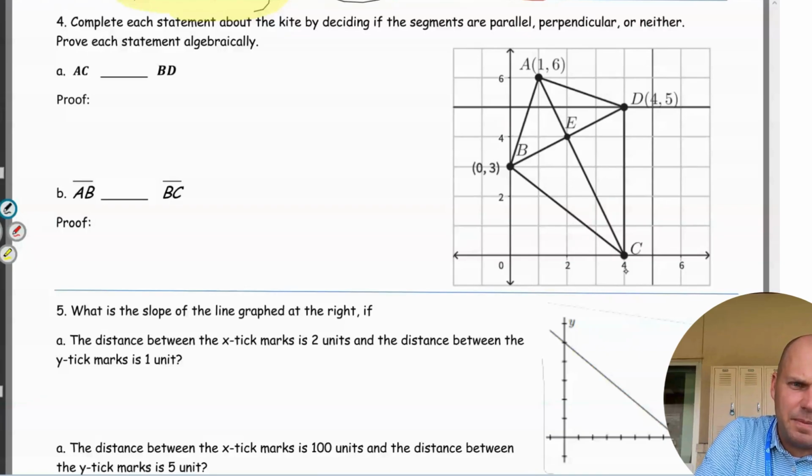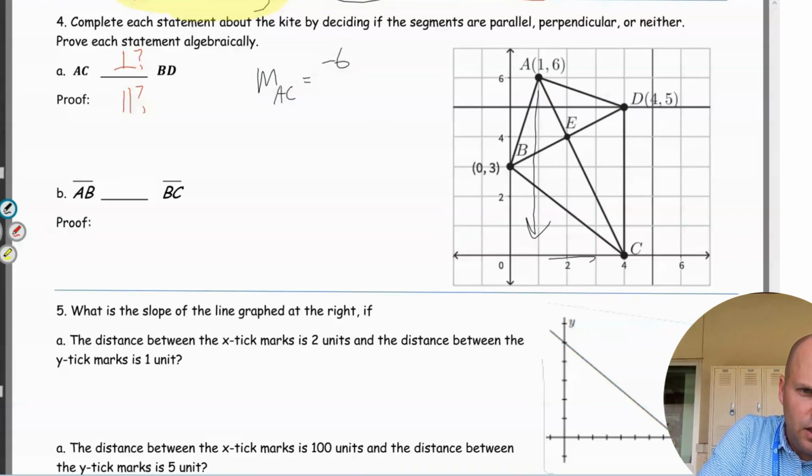AC, this segment, compared to BD. Are they perpendicular to each other or parallel to each other? That's the question. Well, the slope of AC, either using the slope formula by finding y2 minus y1, the distance between your y's, and direction. I go down 6, I go over 4. I can divide the top and bottom by 2 to get down 3 over 2.